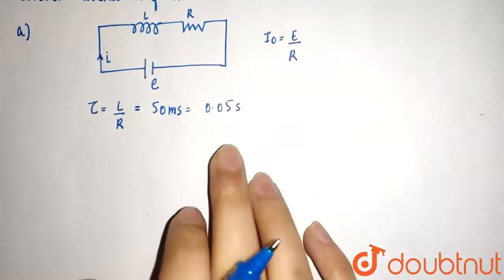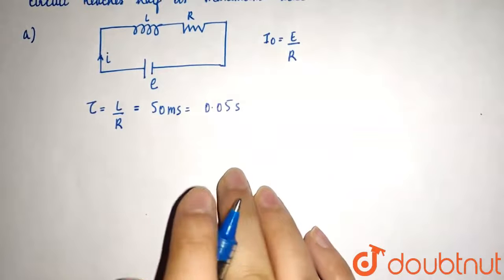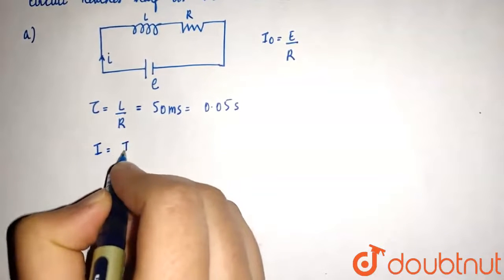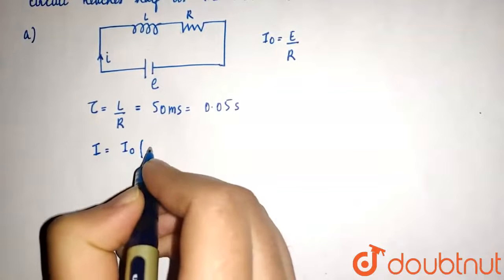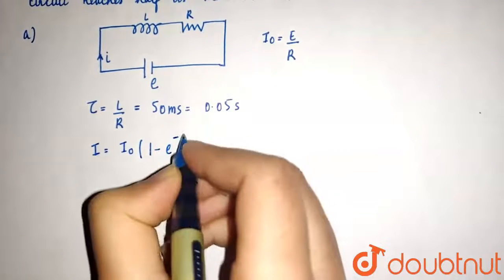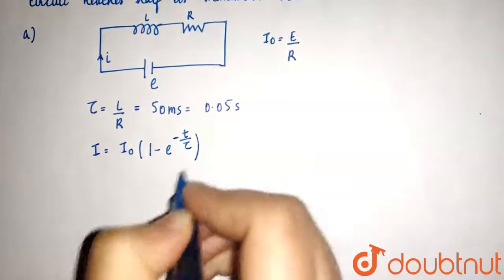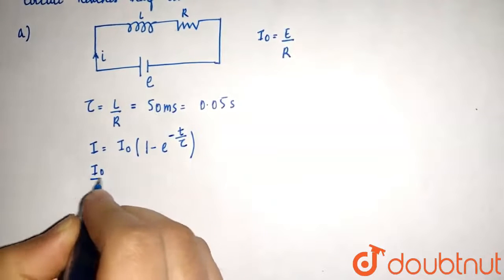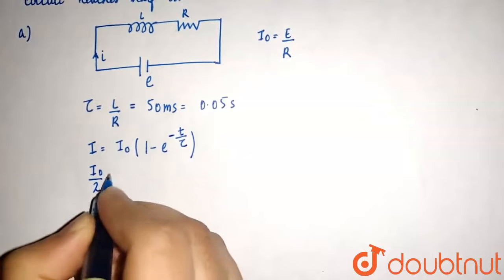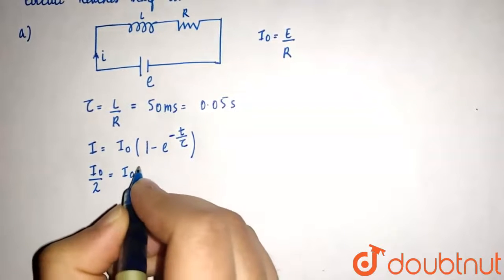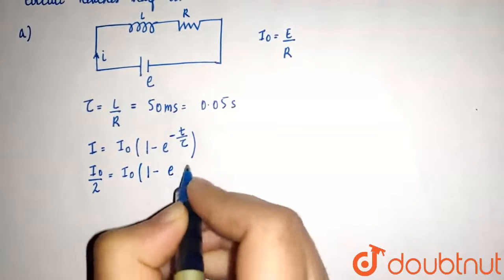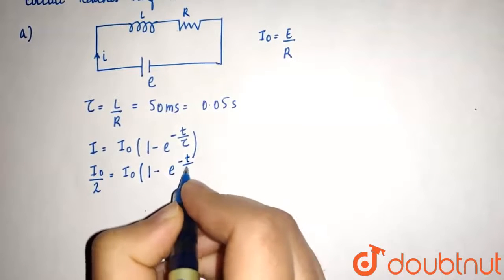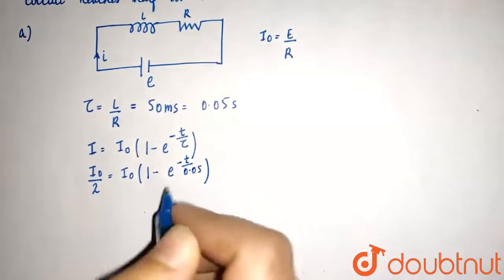So the current reaches half its maximum value at steady state. So we can write, we have this equation for LR circuit. Current is given by I is equal to I naught times 1 minus e to the power minus t by tau. This is our equation. Instead of I, we'll write half its maximum value, that is I naught by 2, equals I naught times 1 minus e to the power minus t by 0.05, where instead of tau we write 0.05 seconds.